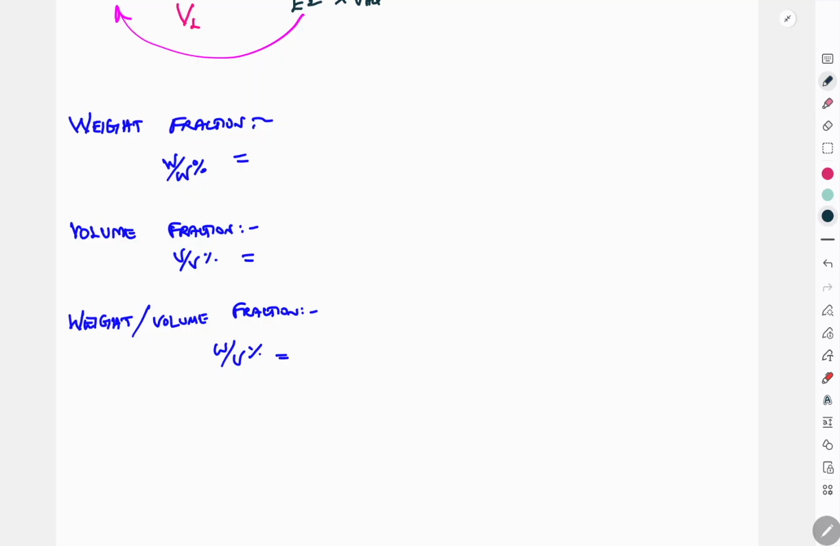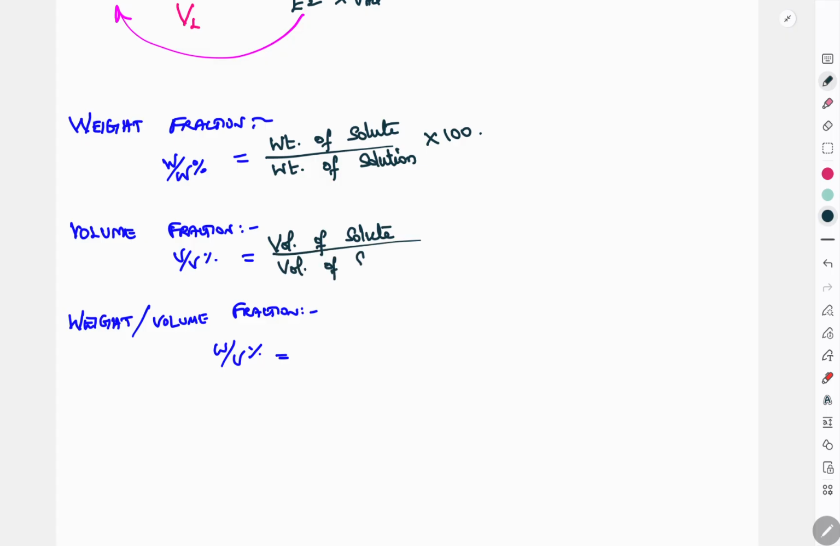What is V by V percentage? And what is W by V percentage? Nothing but W by W, that means weight by weight. Weight of whom by weight of whom? Weight of solute by weight of solution into 100. V by V means volume of solute by volume of solution into 100. Weight by volume means the numerator of the first case divided by the denominator of the second case into 100. So, this is the third case.